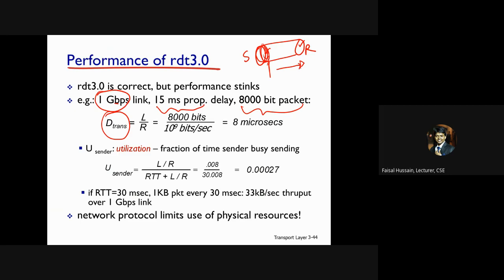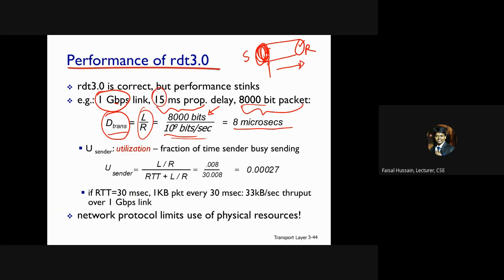The transmission delay is calculated by L by R. The first one is the packet size, and the second one is the link speed. Here the packet size is 8,000 bits, and 10 to the 9 bits per second is the link speed. So it will take 8 microseconds for 8,000 bits of data. 8,000 bits means 1 kilobyte of data. For 1 kilobyte of data to be put on the link takes 8 microseconds.